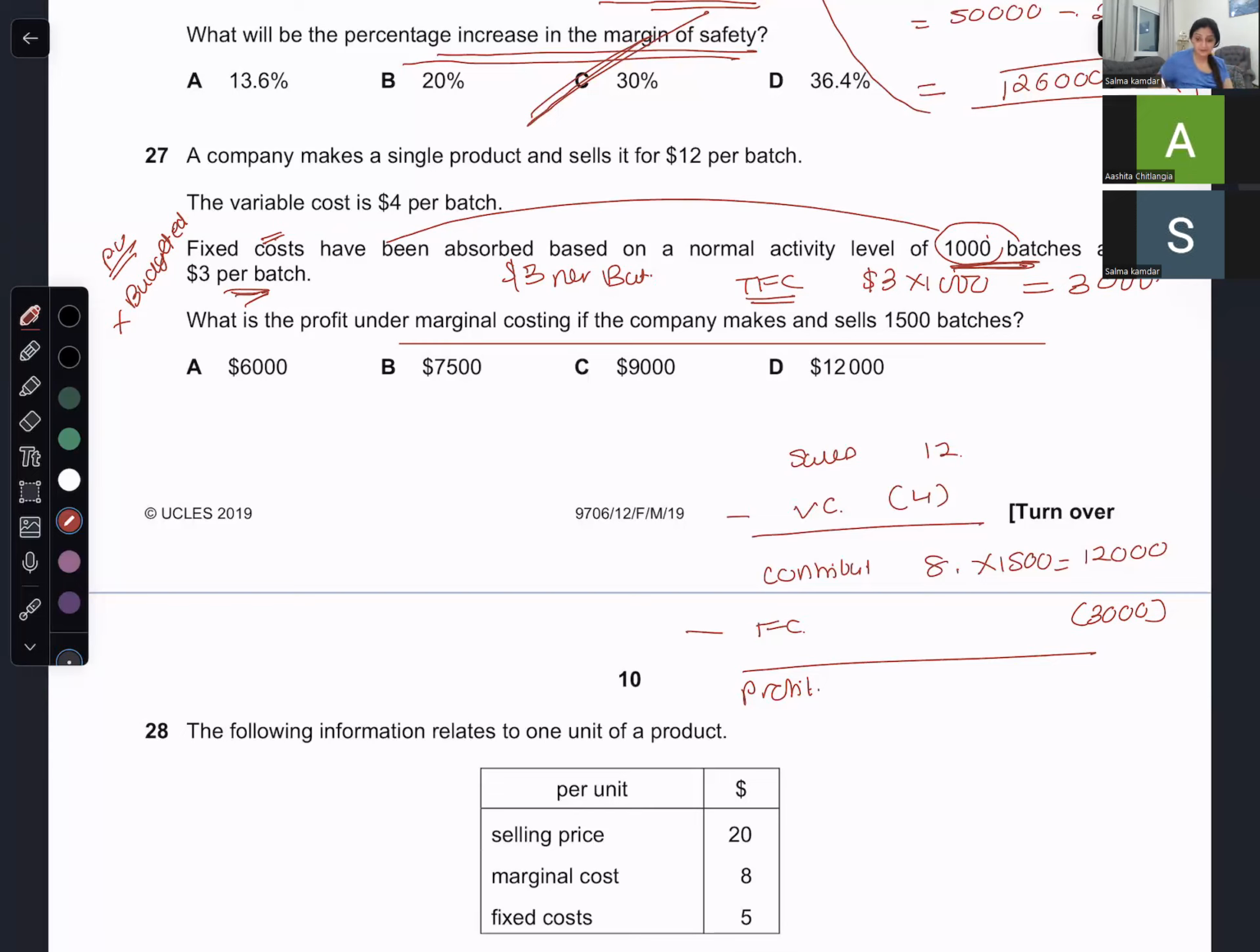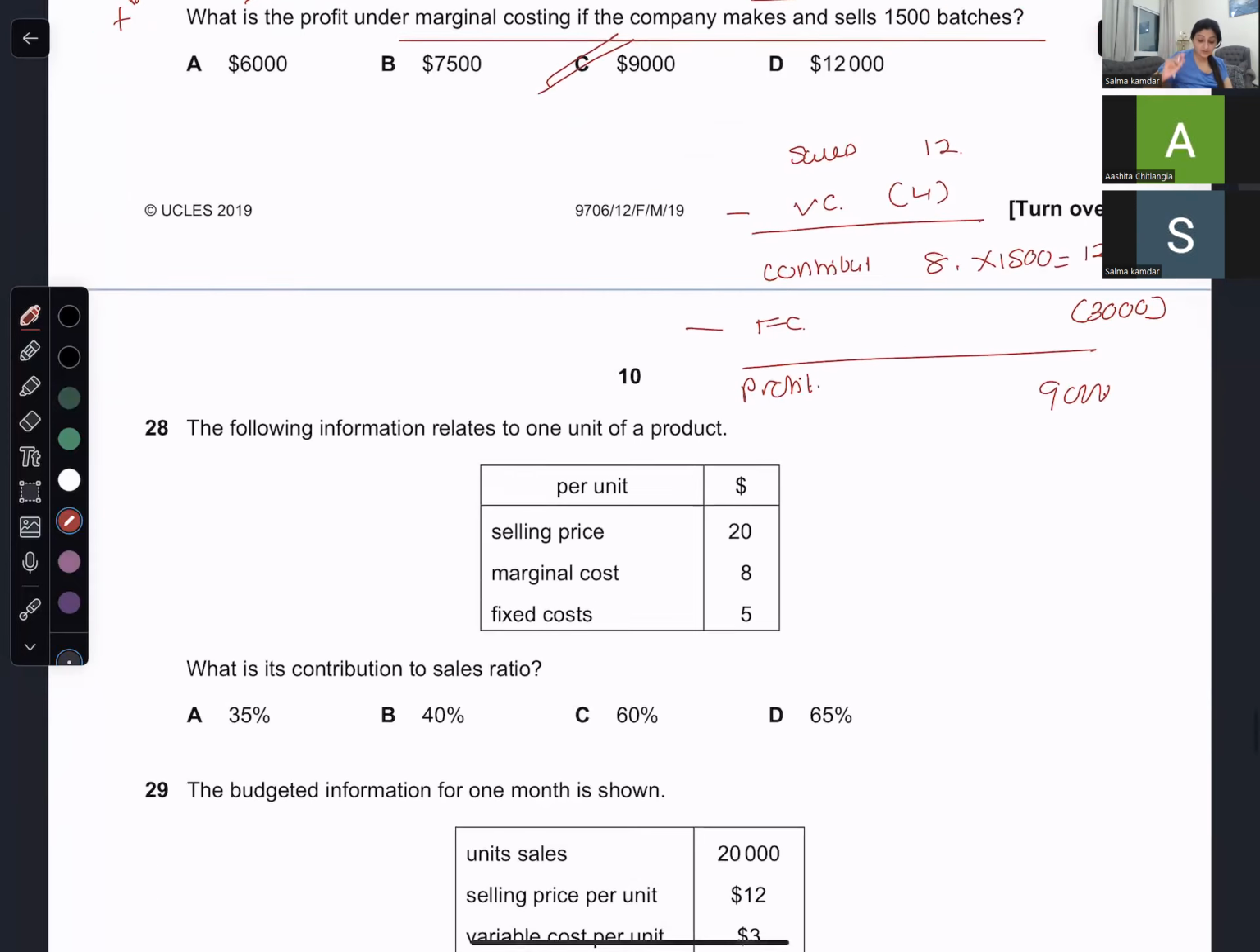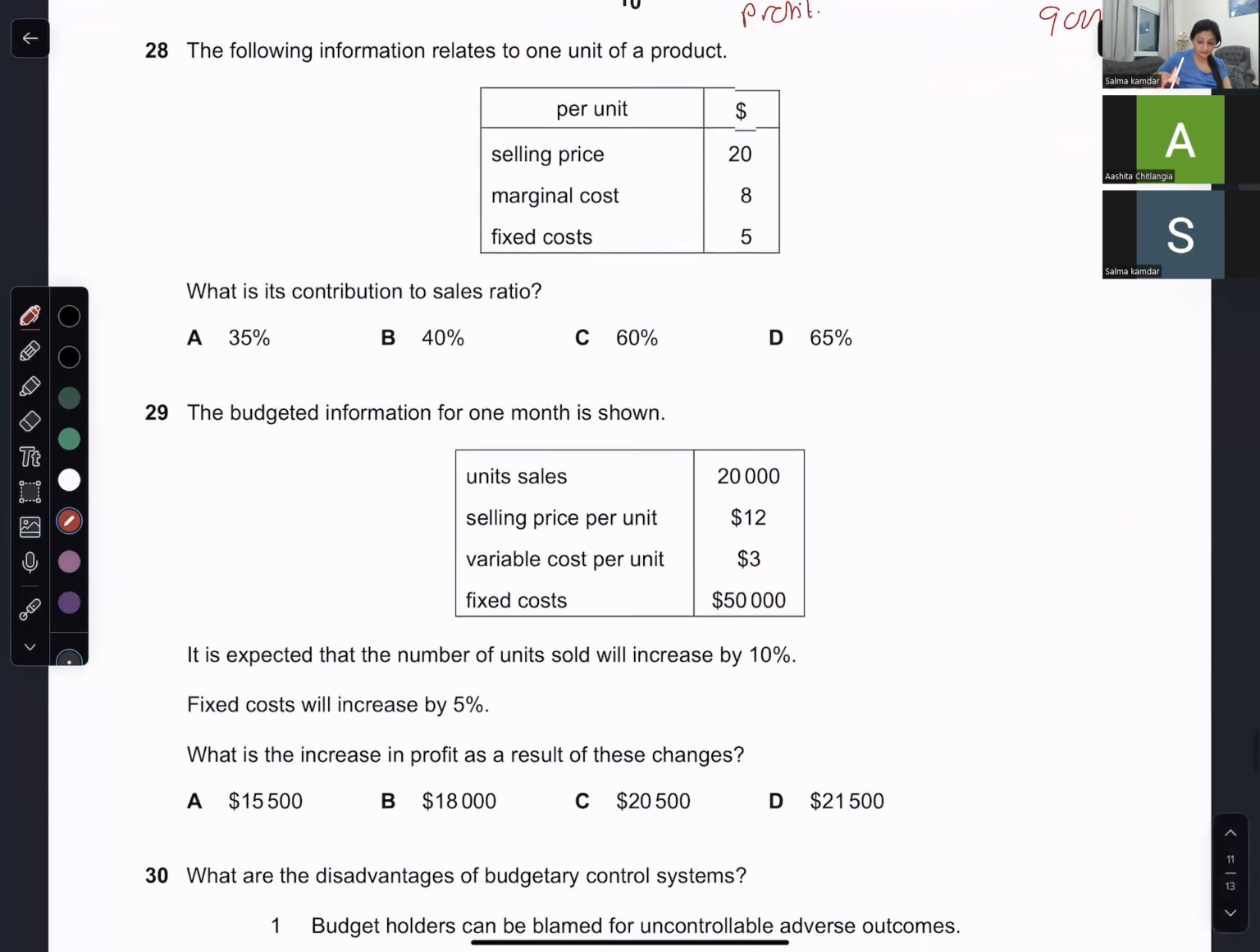So what will be the profit? 9,000. This is very important. If you do 3 into 1,500, you'll get a wrong answer. Watch the marginal costing video too, without fail.